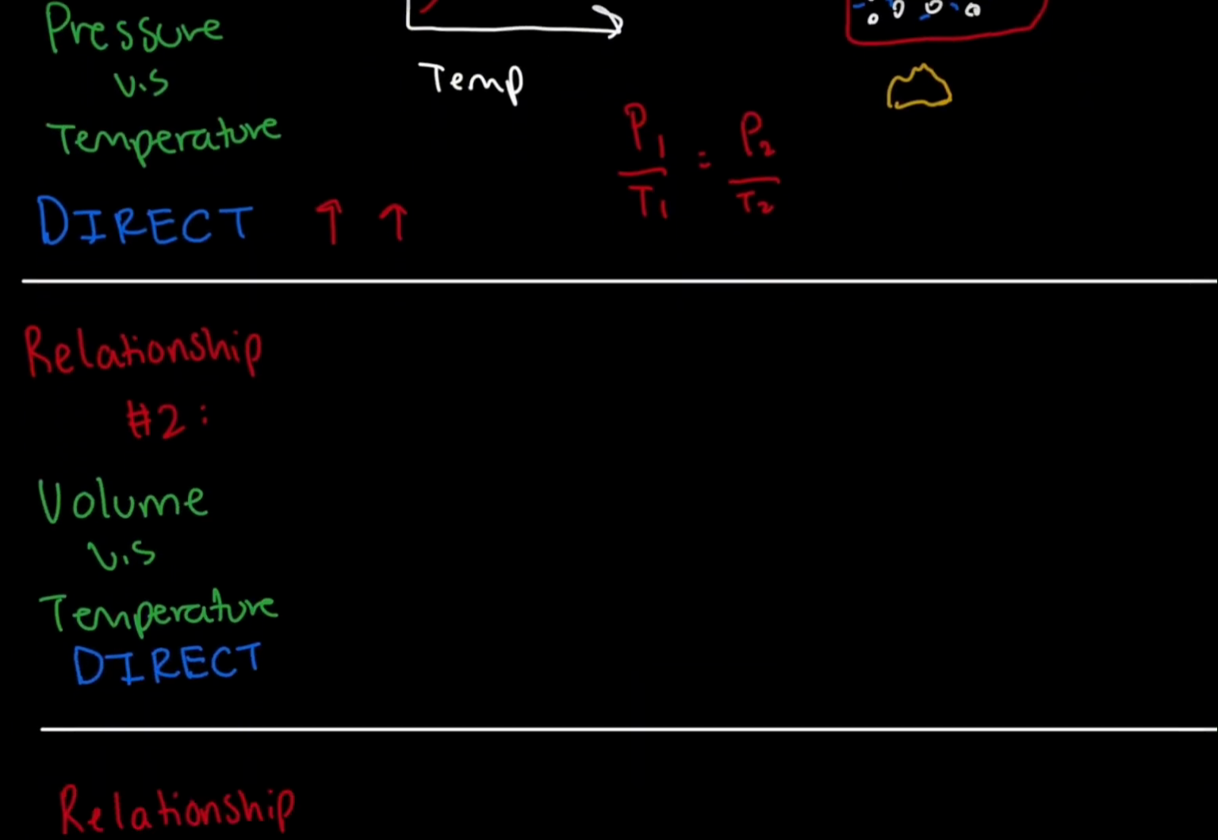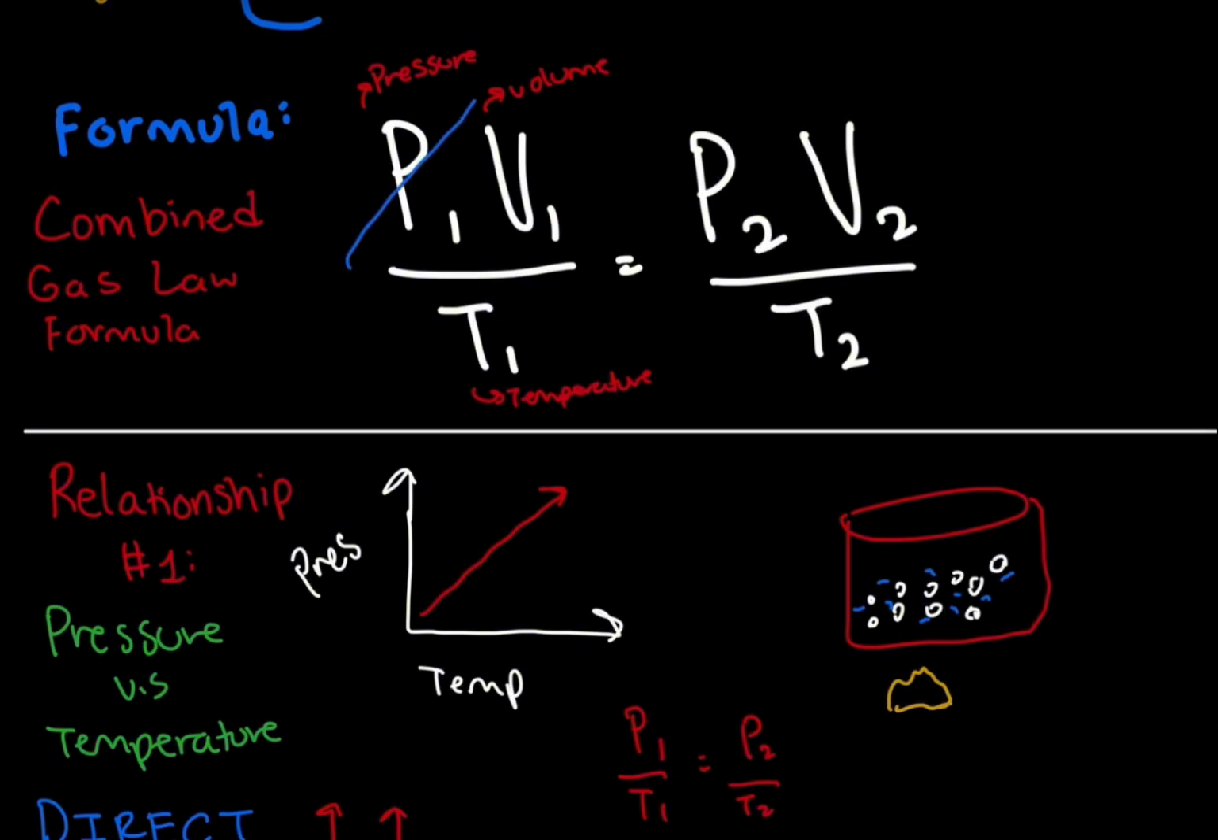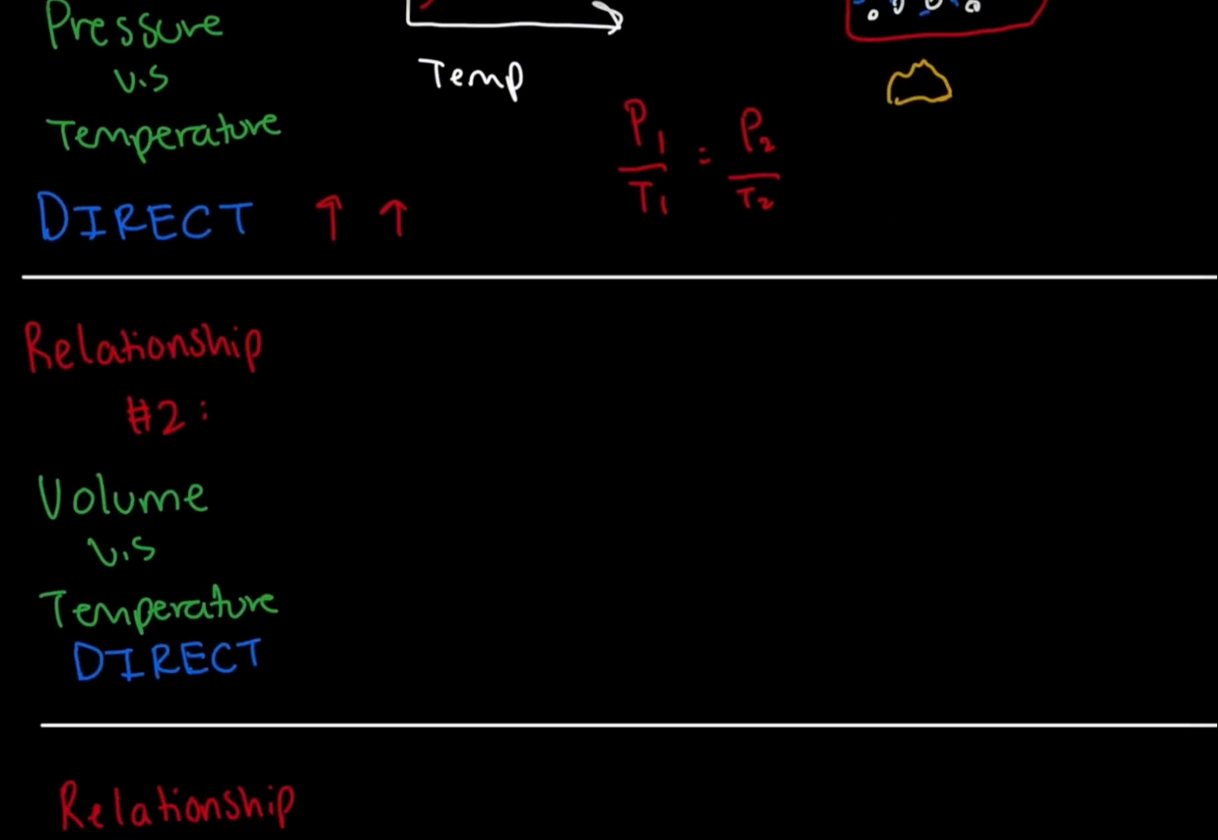Now, number 2, volume versus temperature. Since here we're talking about volume and temperature, we're going to disregard the pressure. So this is not going to be included in our formula. This is also a direct relationship. Again, as one increases, the other one increases. So volume and temperature, it's going to look like this: V1 over T1 equals V2 over T2.